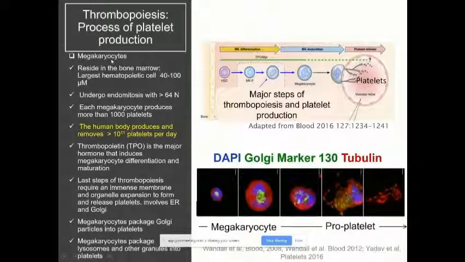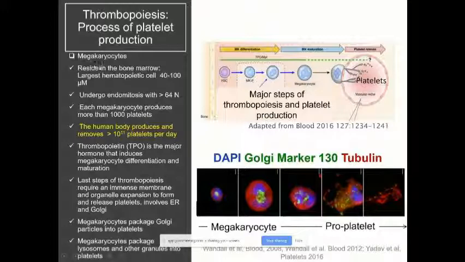So thrombopoiesis, as I pointed out, is a process of platelet production. And this is a very simplistic depiction of what really happens in the bone marrow. Again, this is the hematopoietic stem cell, which undergoes various stages until it becomes this polyploid, very large cell, which will send these cytoplasmic extensions into the circulation, and this is what we then call platelets.